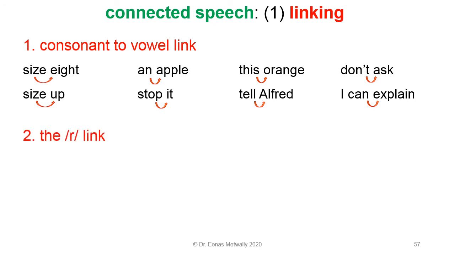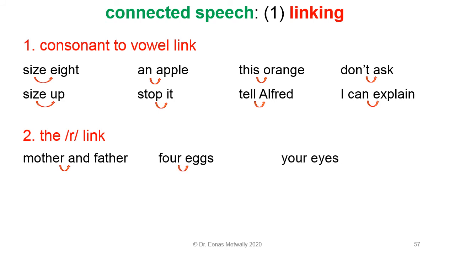The second type of linking is the R link. We know that the R at the end of English words is not pronounced, that's in RP English, except if it is followed by a vowel. But that applies also across words. So we say mother and we say father, but we say mother and father. We say 1, 2, 3, 4, 5, but we say 4 eggs because eggs begins with a vowel sound. Your plus eyes, your eyes.